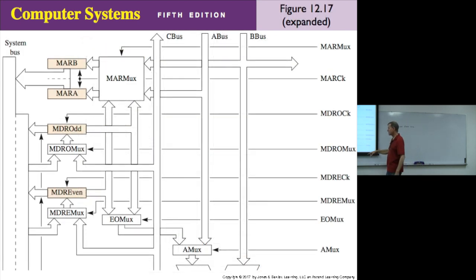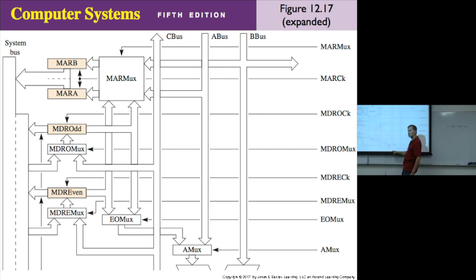See, look. MDR even can come through the EO MUX, which can then go through the AMUX, which can then go through the ALU. Or MDR odd can go through the EO MUX, which can go through the AMUX, which can go through the ALU. But the ALU is still only one byte. Does everybody see that, how that works?